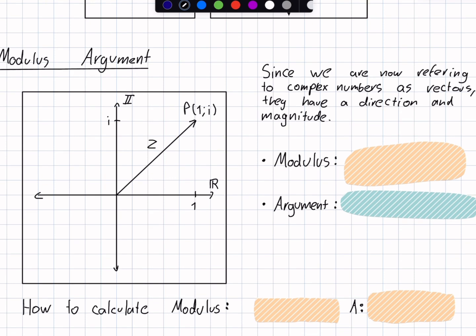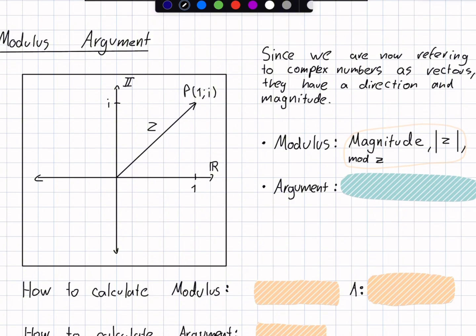In the vectors chapter, the length of the vector was referred to as the magnitude, and the angle was referred to as the direction. In complex numbers, we have different words, but they essentially mean the same thing. We have the word modulus, which is the same as the magnitude and is denoted as the absolute value of z, but it really just means the magnitude. And the argument, which is its direction.